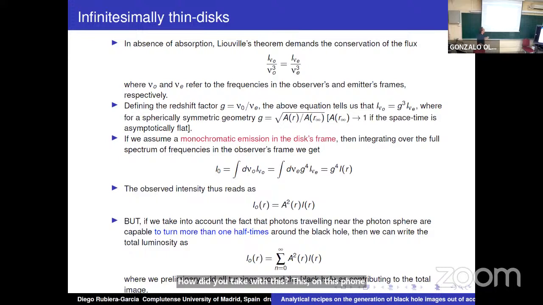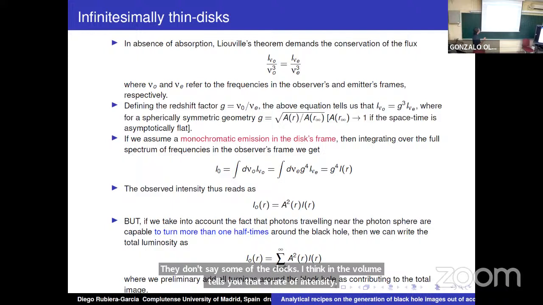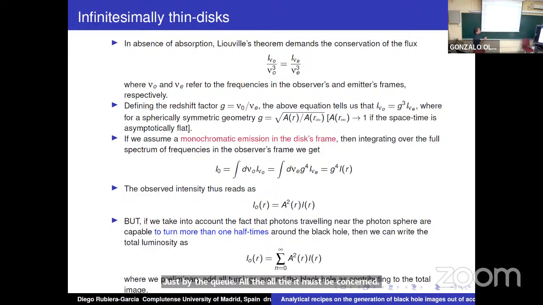Now, a bit of theory. How do we compute this? When the disk is completely transparent in its optical properties, so a photon can travel around the disk as many times as it wishes, the conservation of the flux per unit volume tells you that the ratio of the intensity divided by the cube of the frequency must be conserved. So this is in the frame of the observer, the frame of the screen, and this is in the frame of the emitter, the frame of the disk. This has to be conserved.